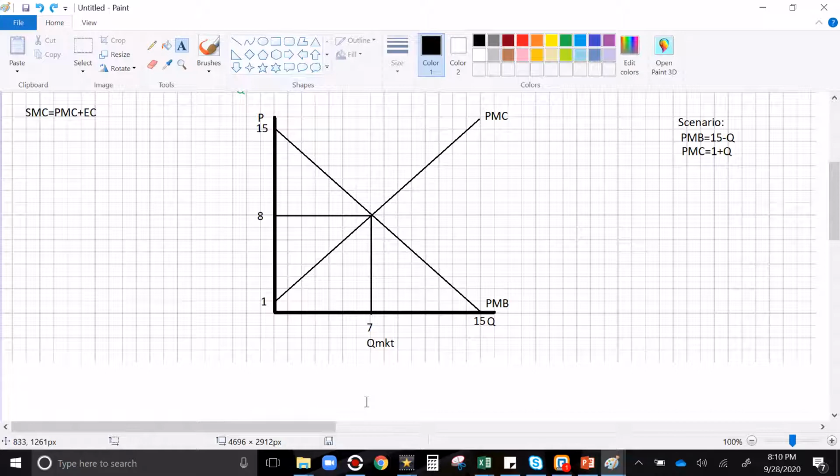And for our scenario, let's add an external cost of 4. So for every unit we produce, there's an extra cost of 4 that is not being accounted for in our market, and it's affecting someone else outside of the market. So our social marginal cost is the private marginal cost plus the external cost. We explained that in the last video. It's a view of all of the costs to society from this market. And so that'd be 1 plus Q plus 4, which is 5 plus Q. And so we can put that on the graph.